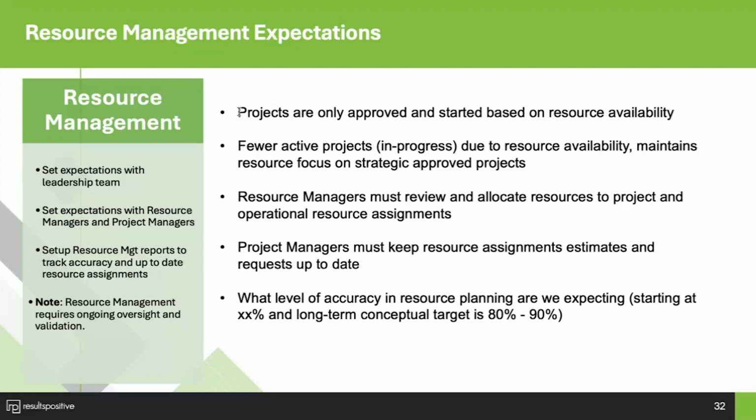Next here up front, we talked about it. Projects should be approved based on resource availability. Highlighting the expectations that you're going to have fewer active projects now because we're focusing on resource management, but we're going to focus on the right projects that have been approved based on alignment to strategic objectives and our resource availability. Resource managers will need to review and allocate resources as well as operational resource assignments. If they don't have the capacity to do that, that's where that centralized group can help out.